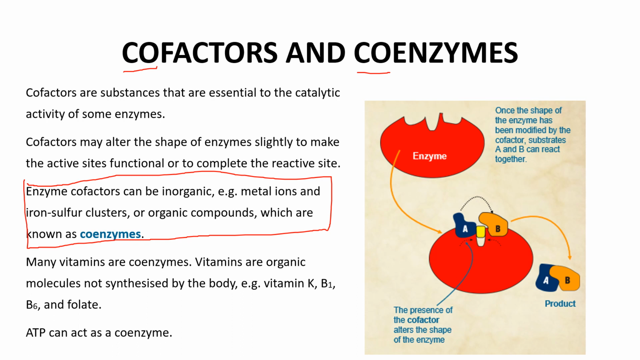they're organic. So cofactors and coenzymes are substances that are essential to the catalytic activity of some enzymes. So some enzymes can function without this, but a lot of enzymes need coenzymes and cofactors to work. So cofactors and coenzymes may alter the shape of enzymes slightly to make the active sites functional or complete the reactive site. So this fits really nicely into that induced fit model. So enzymes that utilize the induced fit model may very well need cofactors and coenzymes to ensure that their active site is the correct shape so that it can bind to a substrate.